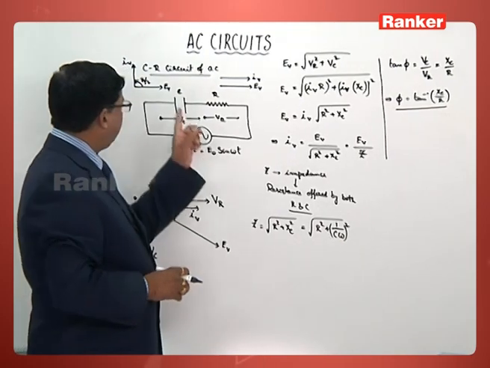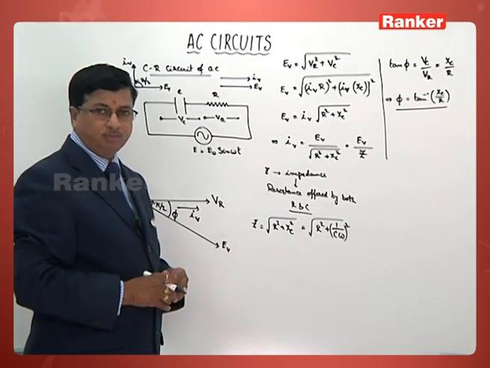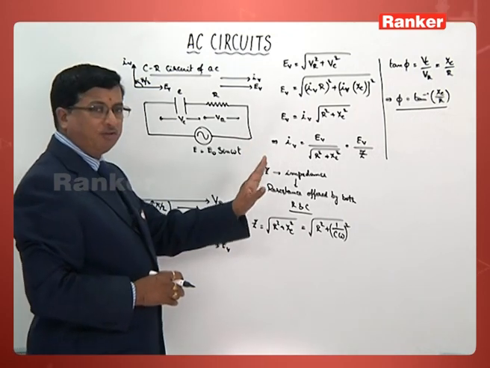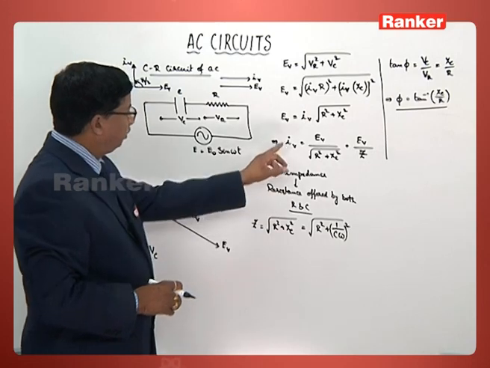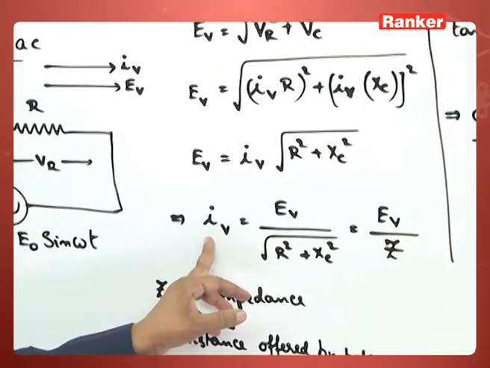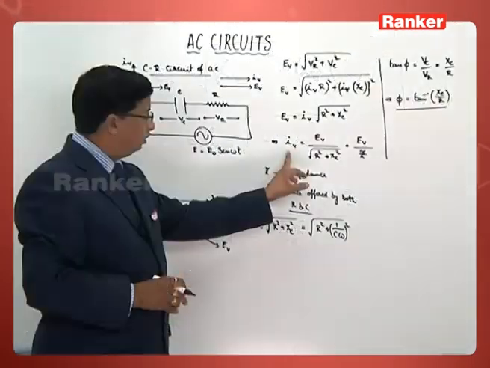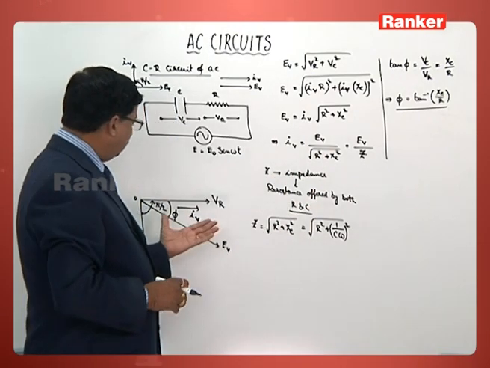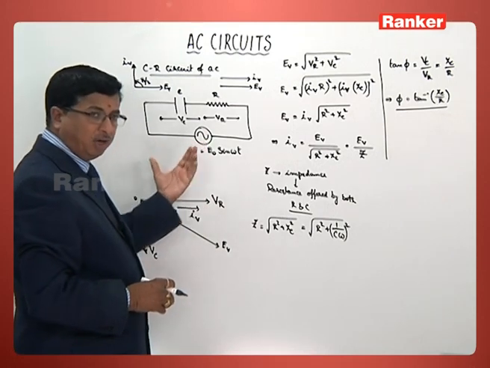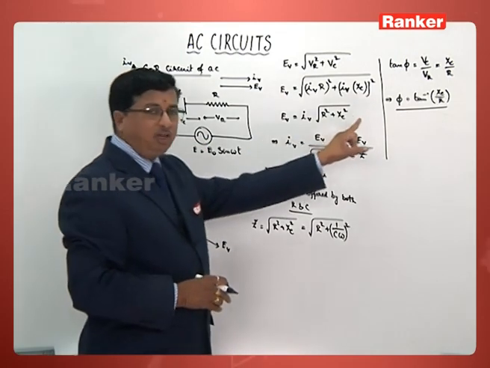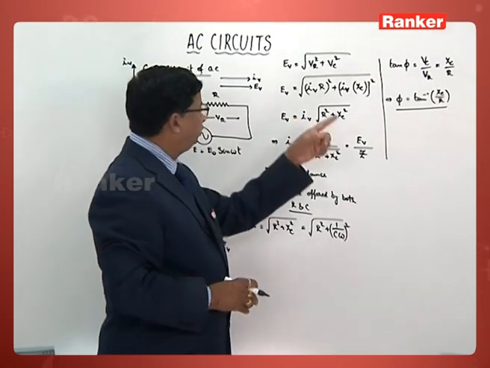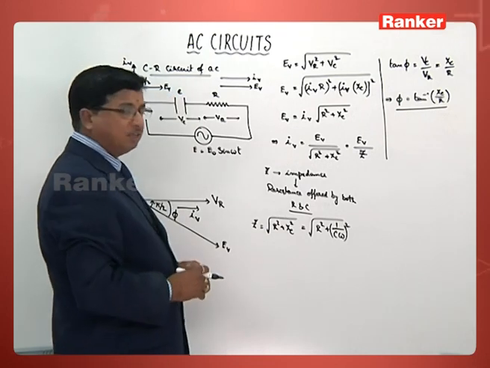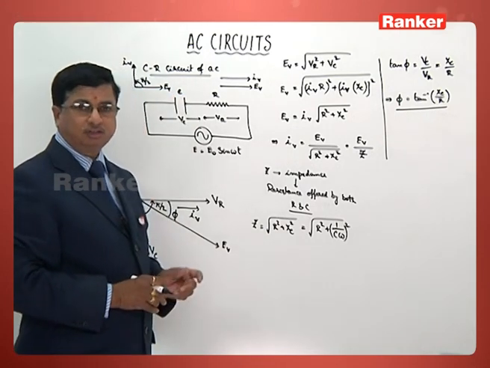So once again, in the case of CR circuit of AC, the two series circuit we are talking about, the major points to be remembered are: what is the formula for virtual value of current, what is the formula for impedance, what is the corresponding phasor diagram for that, and what is the value of phi. So these areas you have to concentrate on as far as CR circuit of AC is concerned.